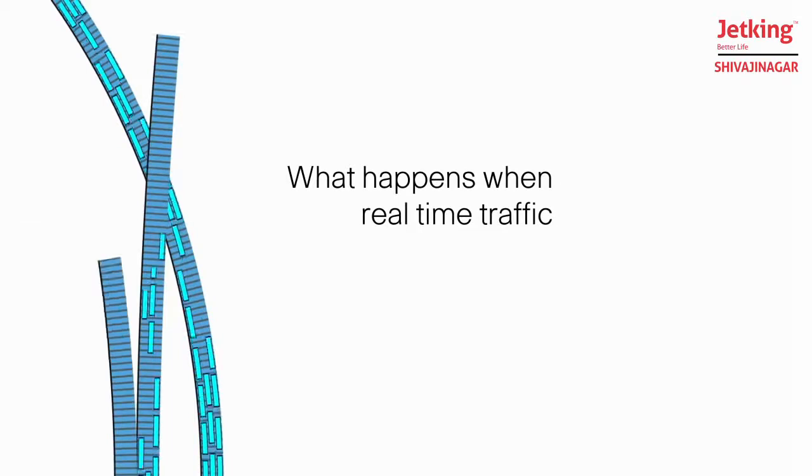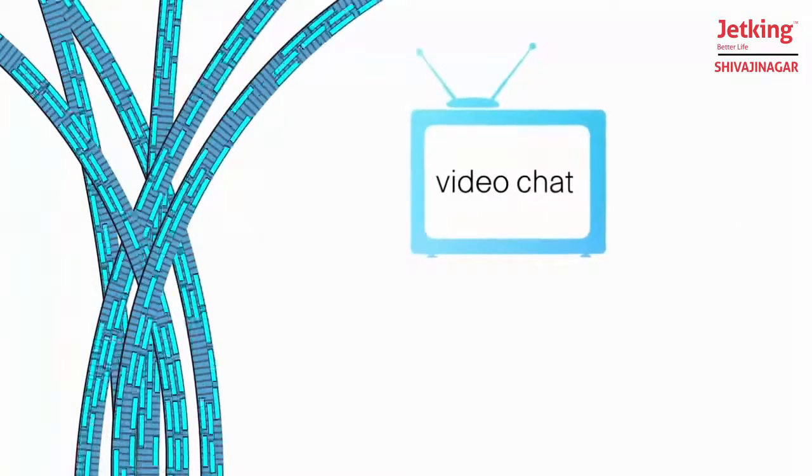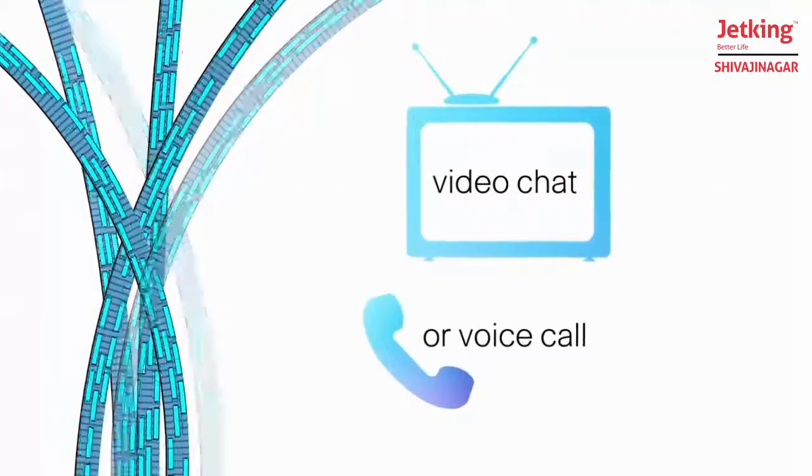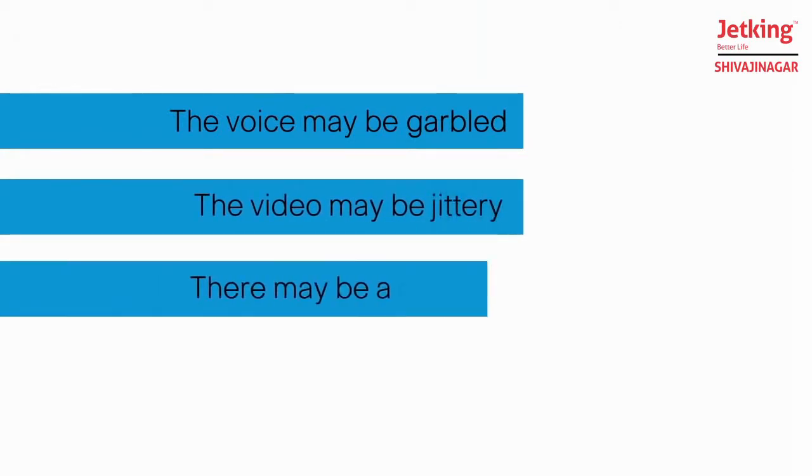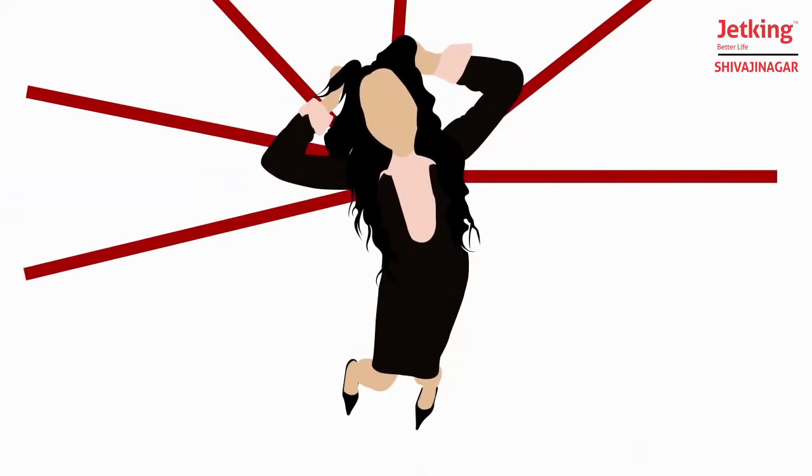But what happens when real-time traffic like a video chat or voice call hits the same bottleneck? If packets are dropped, you may be disconnected. The voice may be garbled. The video may be jittery. There may be a delay or an echo. The experience is incredibly frustrating.